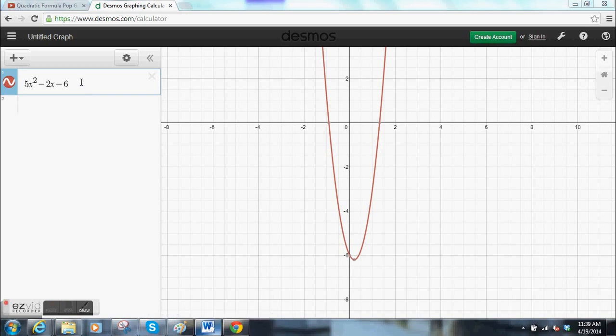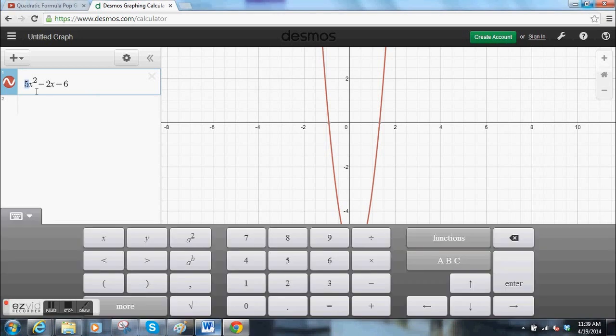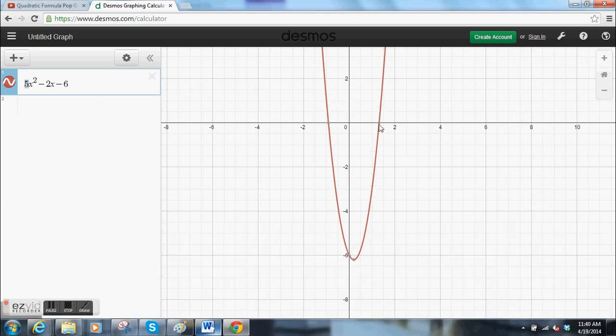So here's the graph of that one we just solved: 5x squared minus 2x minus 6. It's a parabola. And again, this is too much information, but because this 5, see how that's greater than 0? That means the parabola opens up. So we'll get into that in the next section.